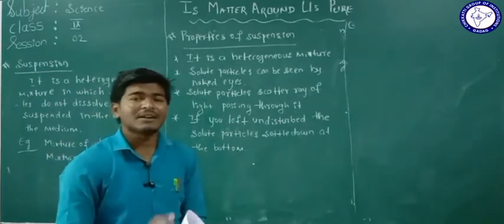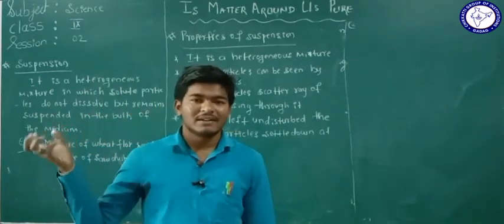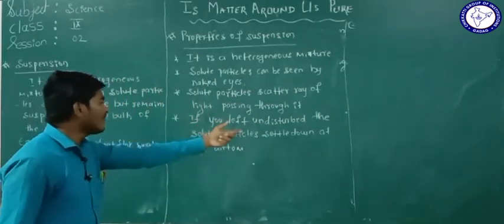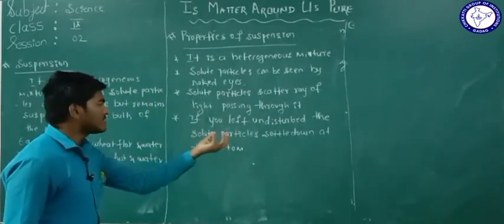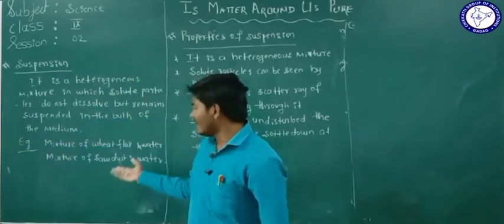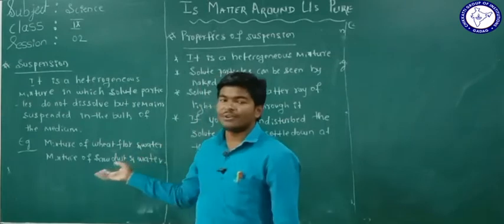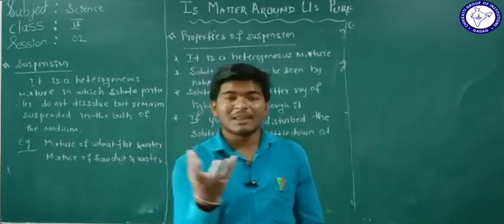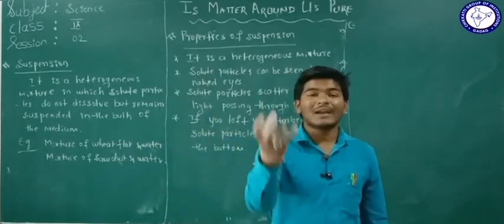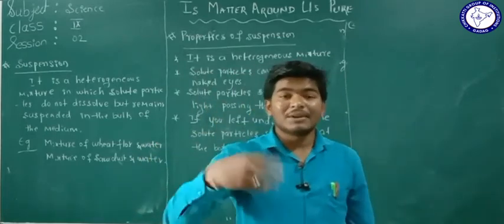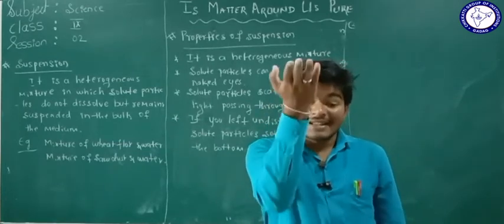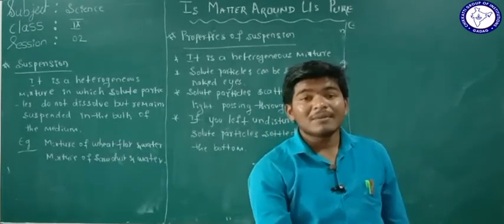Because they are not dissolved completely in the solvent. Is it clear? One property of the suspension is that if you leave it undisturbed, the solute particles settle down at the bottom. The solute particles are nothing but the sawdust or the wheat flour. If you leave the container with water and flour undisturbed, after 5 or 10 minutes, the solute particles in the mixture are going to settle down at the bottom of the container.